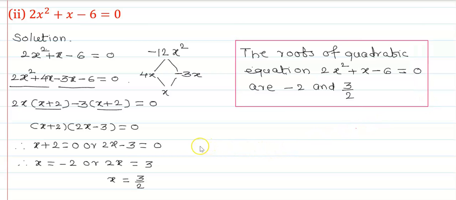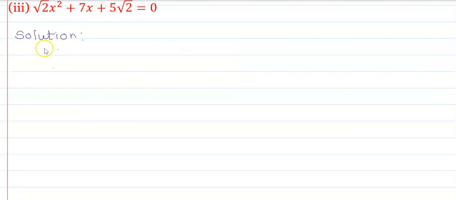Now the next problem is root 2 x square plus 7x plus 5 root 2, and that's equal to 0. Again, the product of first term and last term. Here, root 2 into root 2, that will be 2. 2 into 5, 10. Therefore, the product of first term and the last term is 10x square.